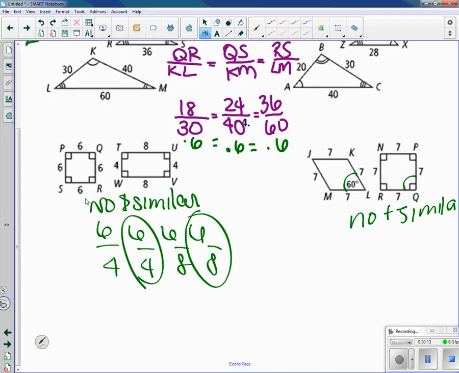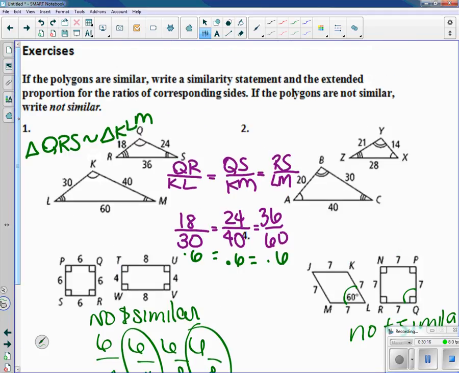Let's look at it. I'm just going to do the numbers first, and let's see what we get. This is going to be 14 over 20 is equal to 21 over 30, which is equal to 28 over 40. Is everybody with me? Now, when you reduce 14 over 20, what did you get? 0.7. What did you get here? What did you get here? So therefore, they are similar.